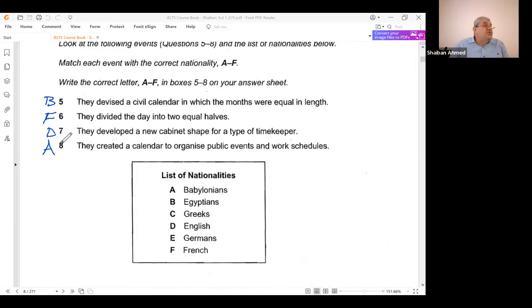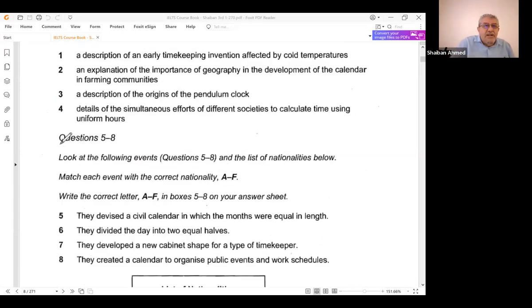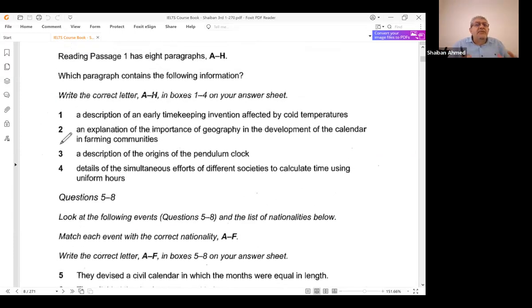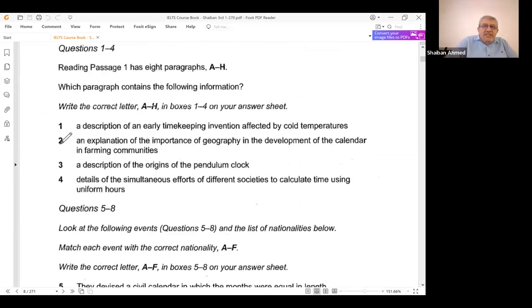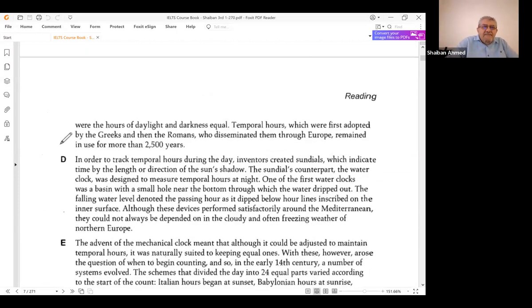So I guarantee 2 questions in 20 minutes, 10 marks out of 13, better than nothing. So don't waste your time going to the difficult ones. Why? Because question 1 is the most difficult one. He says description affected by cold temperatures. Did you find this one? And a description. Description means after the main idea. So we start from paragraph A.